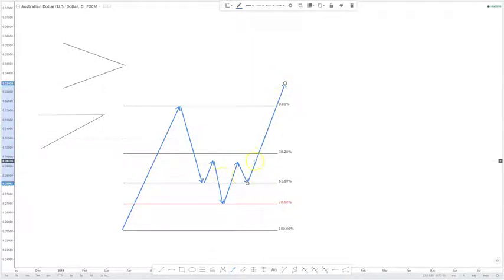Can you guys tell me what that is? All right, I'll give you a second. Shoulder, head, shoulder. Inverted head and shoulders.